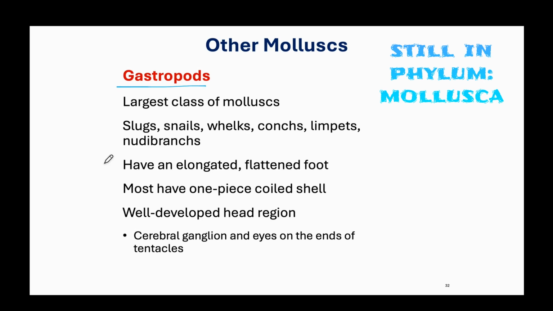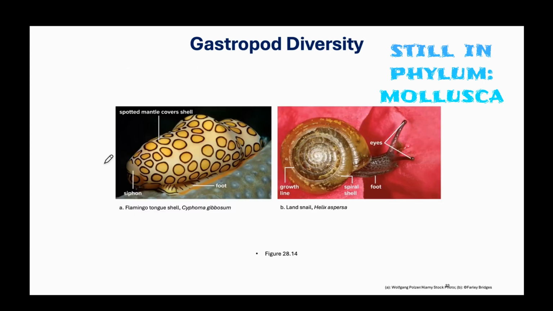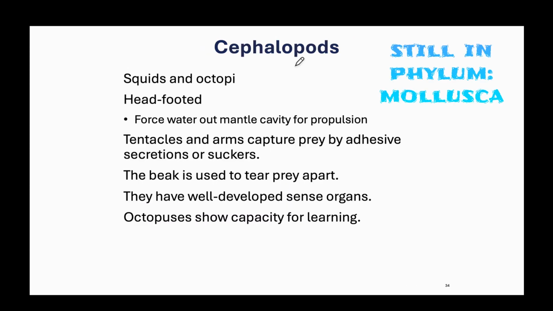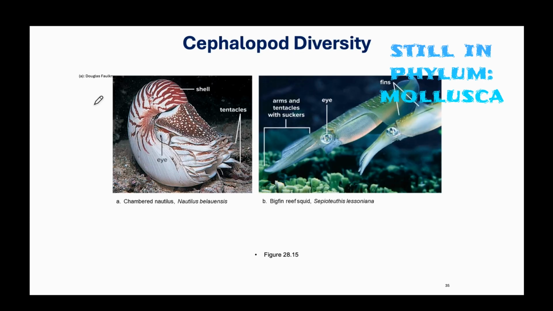The third class we look at is cephalopods. These are still in the phylum of Mollusca, but it is a class of cephalopods. In that class is going to be your squid and your octopus. They force water out of their mantle cavity for propulsion. They have tentacles and arms. They have a beak that is used to tear prey apart. And they have very well-developed sense organs.